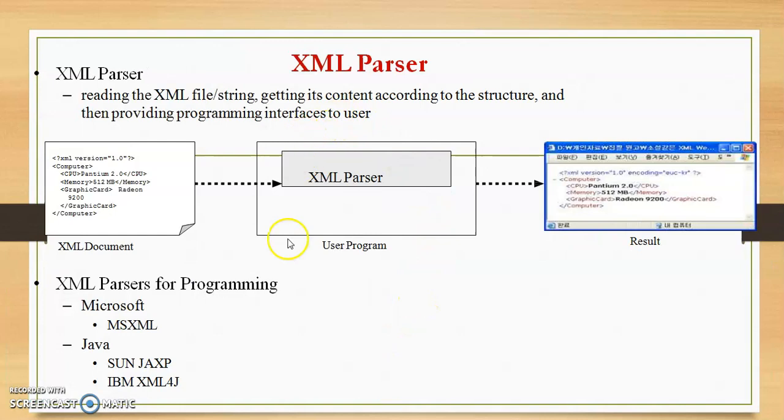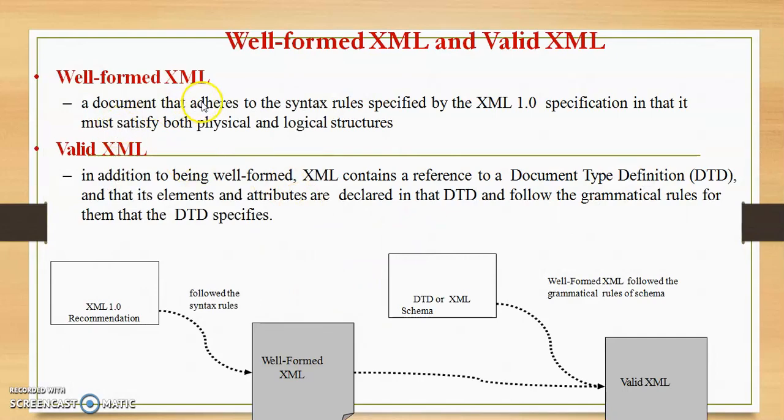So what is the function of the XML parser? It will read the XML file as strings and get its content according to the structure, and then it provides the programming interface to the users. So what is well-formed XML? It adheres to the syntax rules specified by the XML 1.0 specification, that is, it must satisfy both the physical and the logical structure.